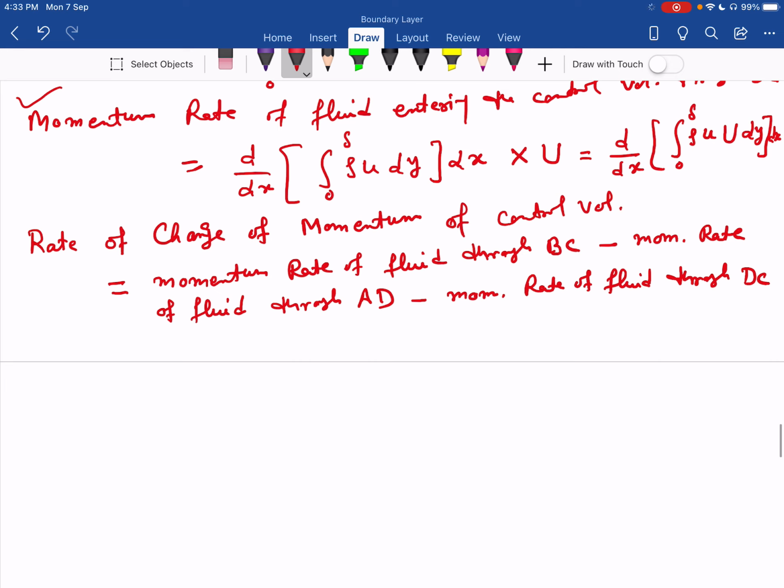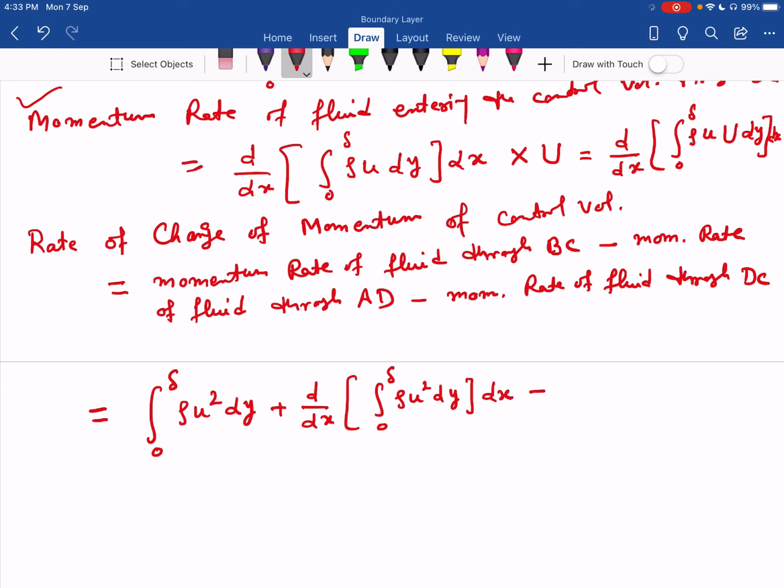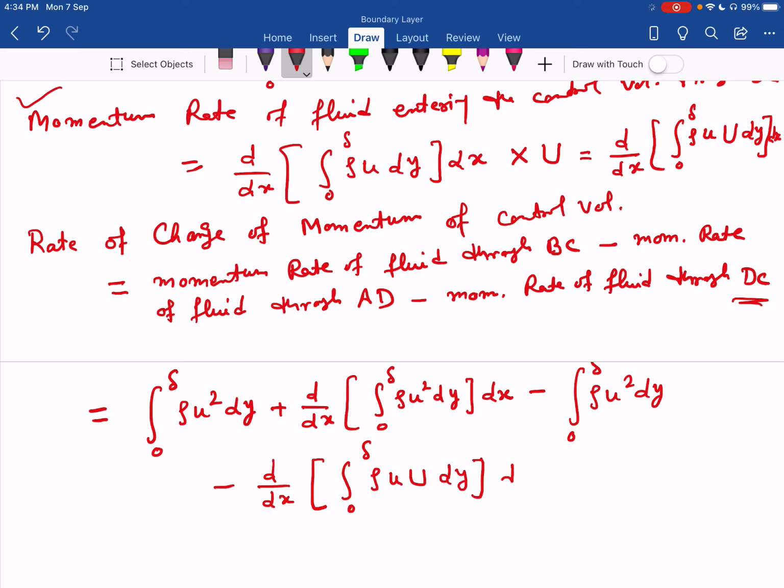Okay, so I write these three terms again. So momentum rate of fluid through BC, that is rho u square dy from 0 to delta, plus d by dx of the integration 0 to delta rho u square dy into dx, minus momentum through AD, that is minus rho u square dy from 0 to delta, and then through DC, minus d by dx of 0 to delta rho small u capital U dy into dx.